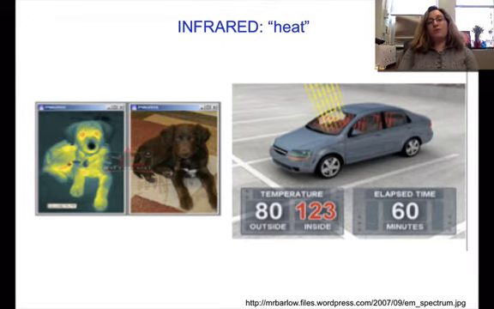Soldiers can use special infrared seeing goggles to see an object, a human being, an animal, something that emits heat, by using those goggles to see in the infrared spectrum.